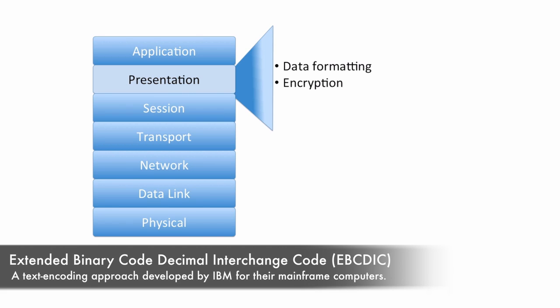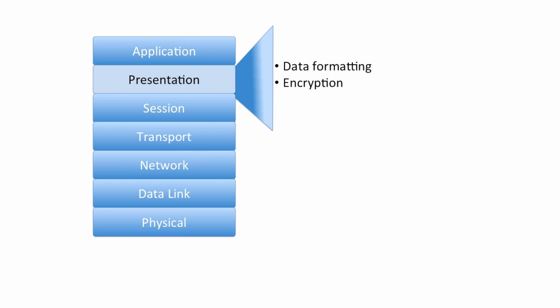Let's say that we had one device that was speaking ASCII, and another device wanted to speak EBCDIC. Well, the job of converting back and forth between those different formats would be a job of the presentation layer. Encryption can add some security to our transmission.